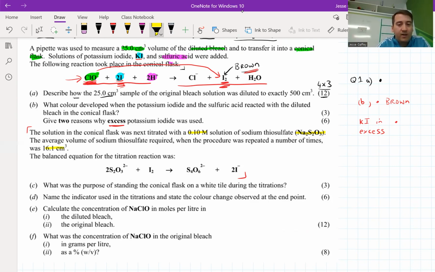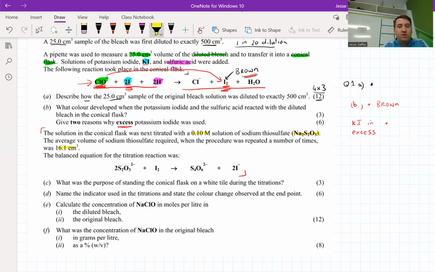And there's a bit more theory before calculation. So what I'm going to do is we're going to look at part C and we're going to answer that. It says, what was the purpose of standing the conical flask on a white tile? Why would you use a white tile during an experiment? All titrations have this white tile. So we're going to pause the video and write that down now.